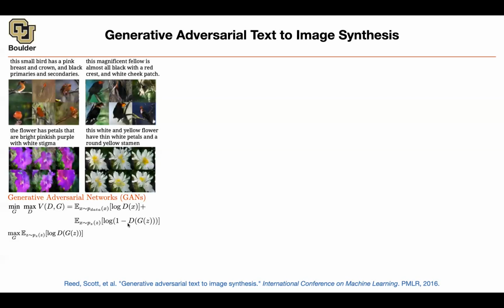And 1 minus the probability of the generated images is actually the probability that the image is generated. Why? Because D is the probability of that image being real, and 1 minus D is the probability of that image being fake. And there's going to be a competition between the generator and the discriminator. That's a quick overview of GANs.